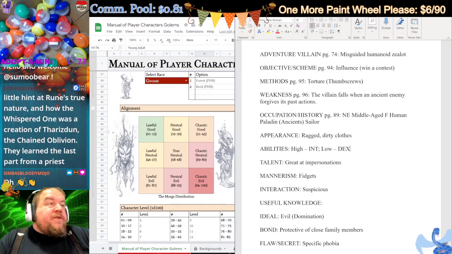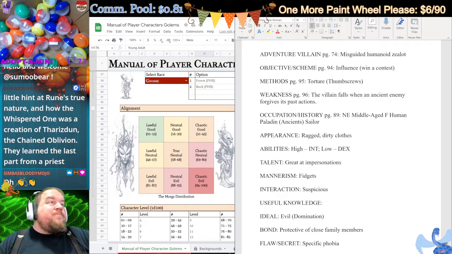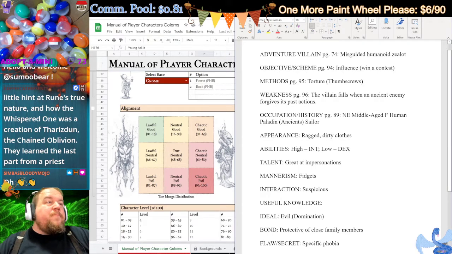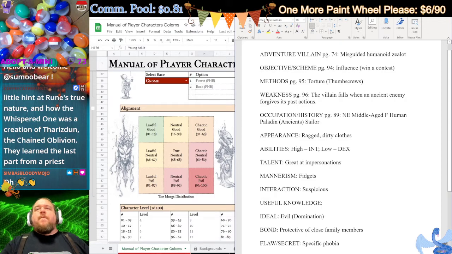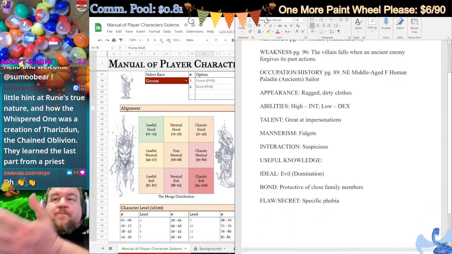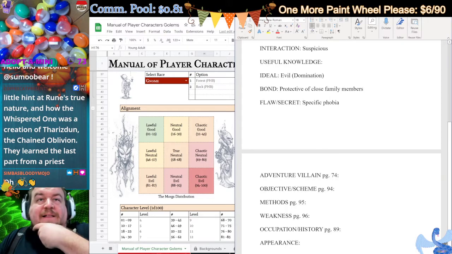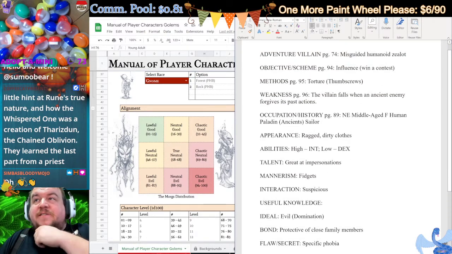Little hint at Rune's true nature and how the Whispered One was a creation of Tharizdun, the Chained Oblivion. They learned the last part from a priest. Oh my. All right. You all have seen how this process can work.